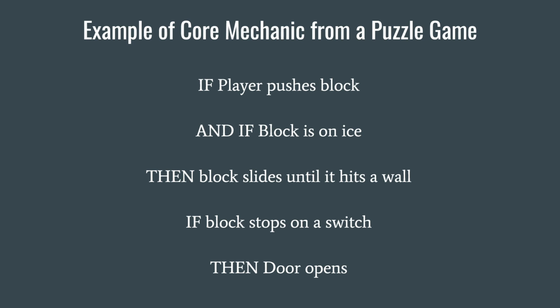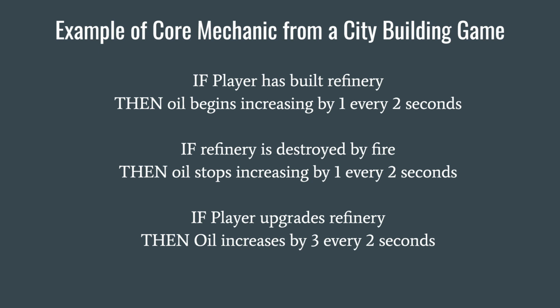So the player action is they get to push the block. That's what they get to do. If it's on ice, if ice equals on, then the block slides until it hits a wall. And then you would write another mechanic that says what happens if ice is off? If ice is off, then maybe the block just moves 1 square. Or maybe the block doesn't move at all. Maybe the player can't move it because it's some rough ground, right? So that's a good example from a puzzle game.